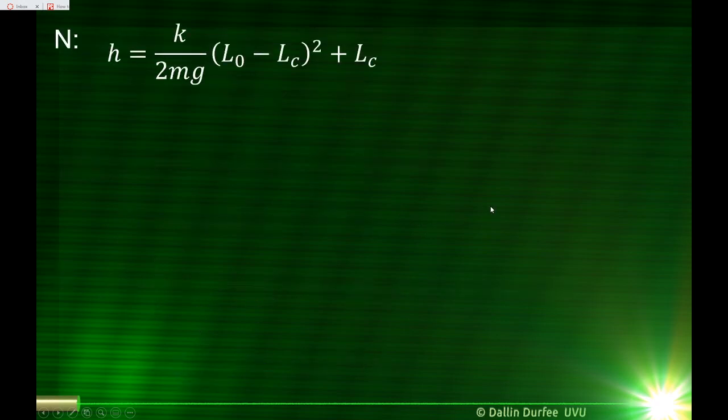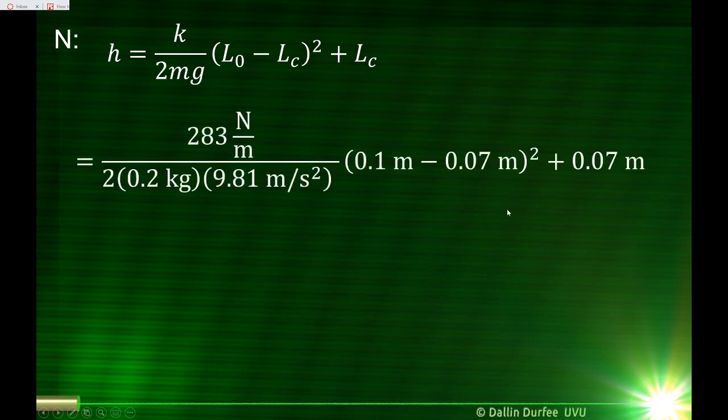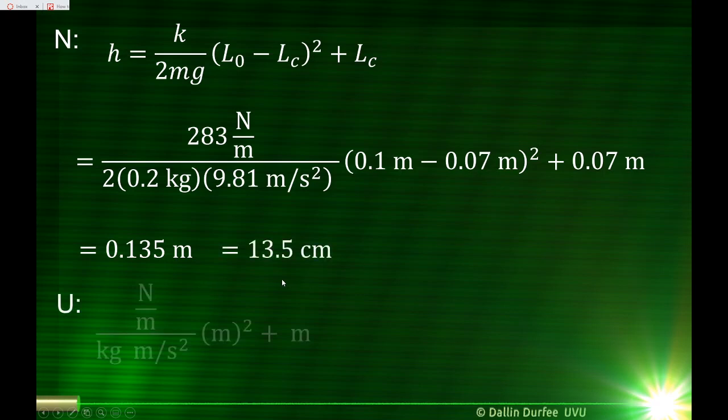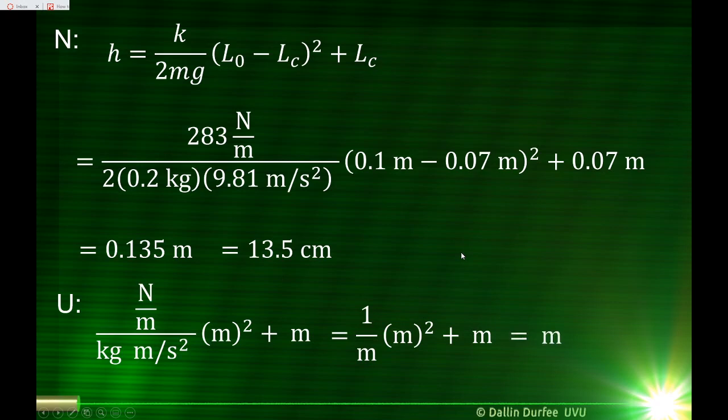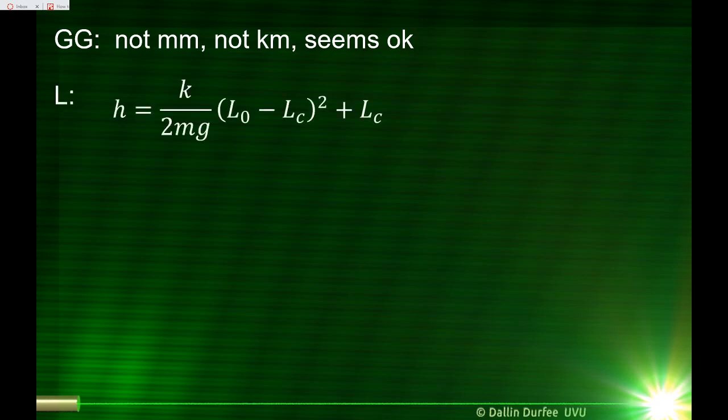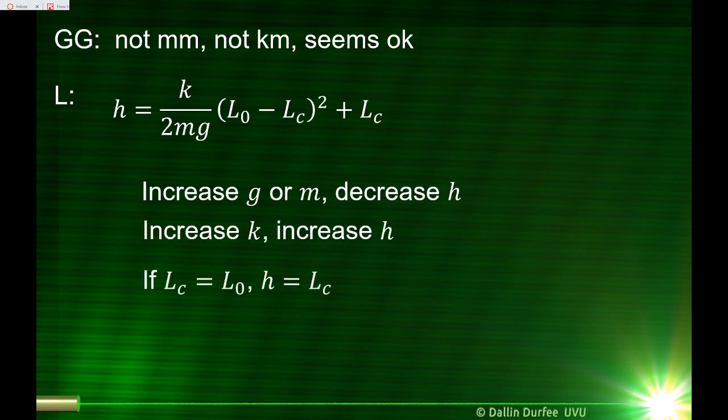And again, we can plug our numbers in just like we did in the previous set of examples, and we get 0.135 meters or 13.5 centimeters. The units work out just like they did before. Gauge and guesstimate, once again, 13.5 centimeters seems reasonable. It's not crazy. And then, of course, we can do the same kinds of things with limits, looking at how we would expect changing g or m or k to change the height, and so forth. So we got the same answer we did last time, but it was a lot easier.